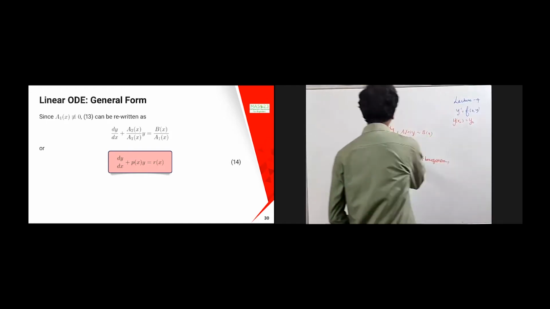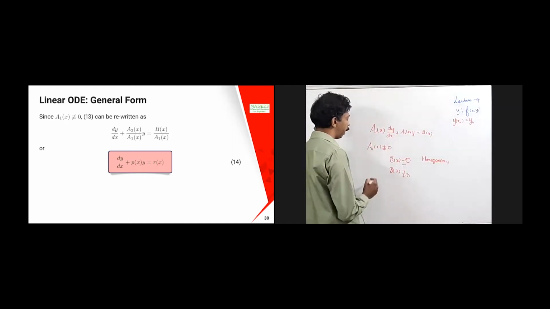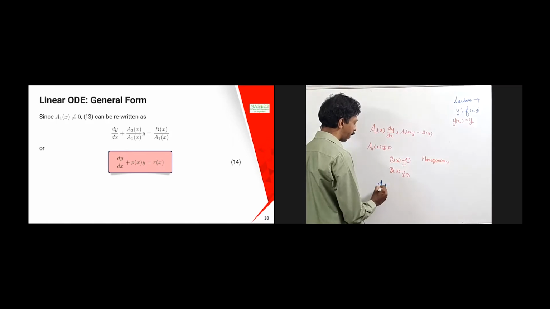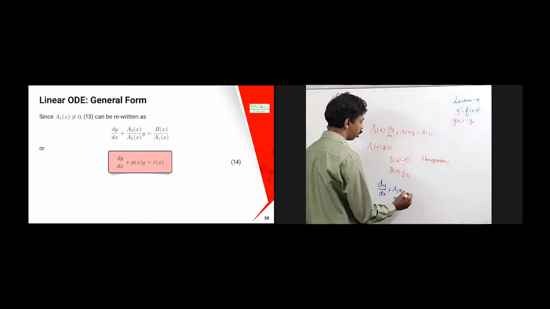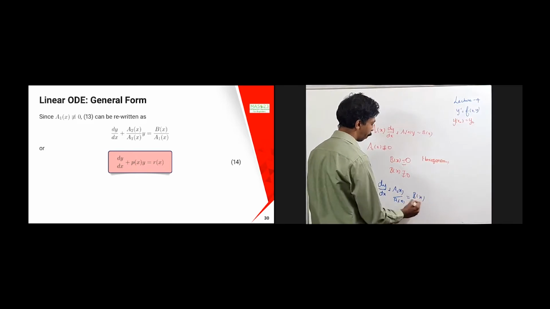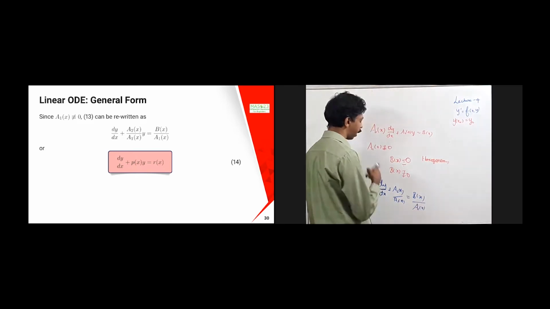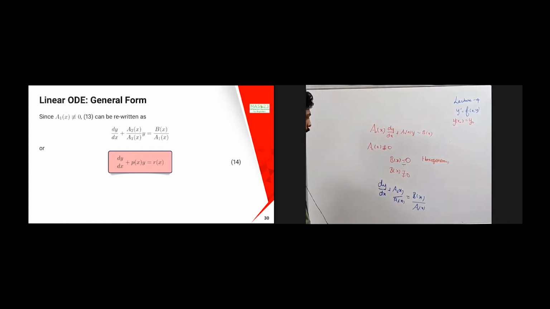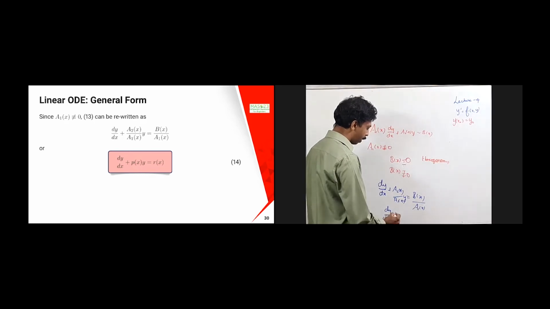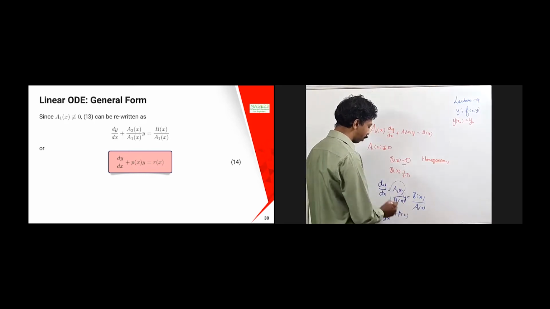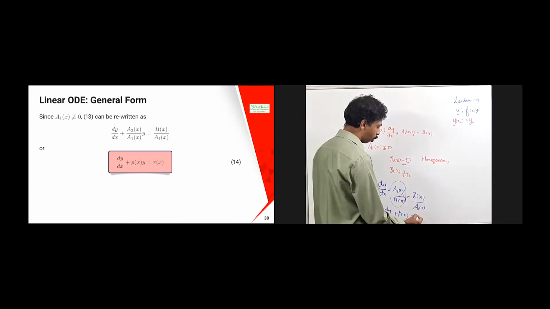Okay, so in this equation, a1 of x is not identically 0. Therefore, I can divide by it. So I can write this as dy by dx plus a2 of x divided by a1 of x equal to p of x divided by a1 of x. Since a1 of x is not identically 0, I can divide like this. I can rewrite this way, dy by dx plus p of x y equal to r of x, where I'm just calling the right hand side r of x.